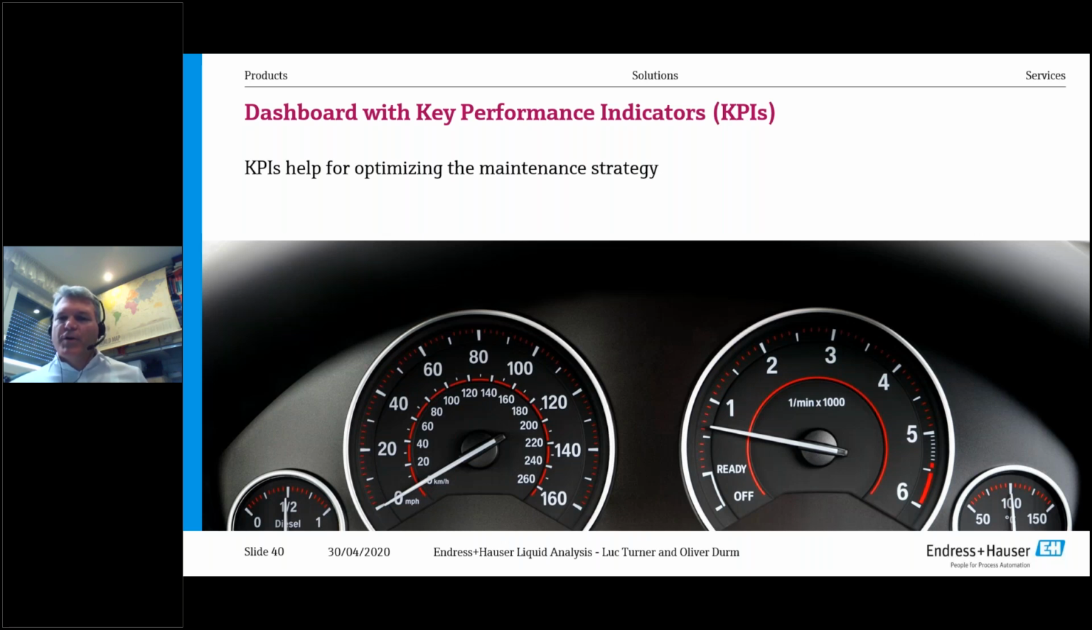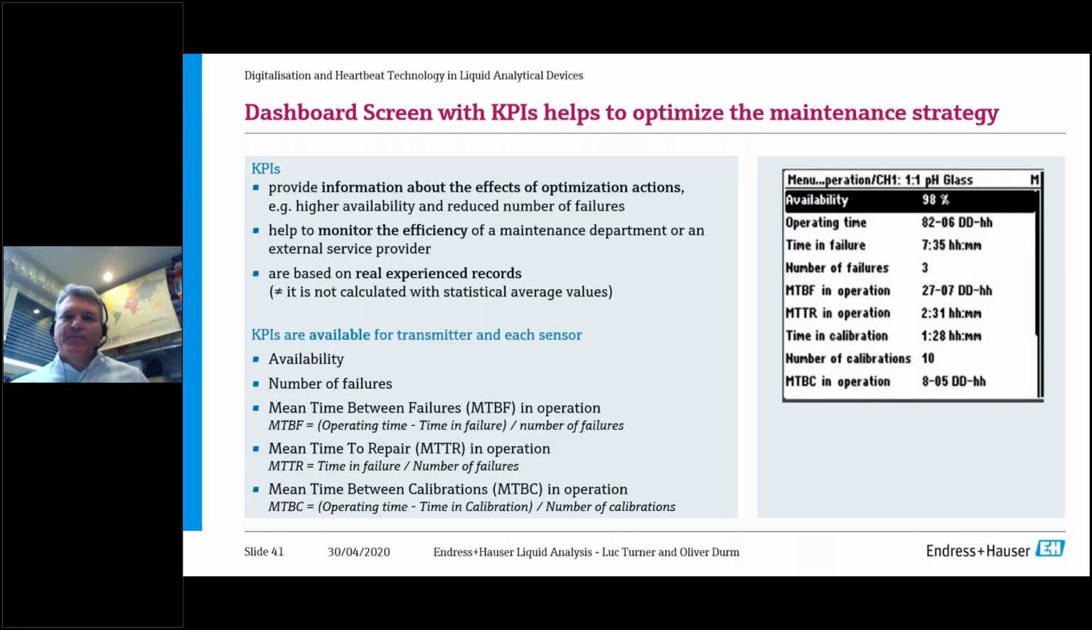First, it was done with the CM42, with the DTMs, but now we also directly took this over for the CM44 Liquiline platform. And now how does it look? We have a KPI dashboard where you see the availability, the operating time, the time in failure, the number of failures per sensor and also per device that occurred. And then we also have a so-called MTBF, a mean time between failures in operation, and a mean time to repair in operation. We also know how long the Liquiline and the sensor were in calibration mode, the number of calibrations, and also the mean time between calibrations.